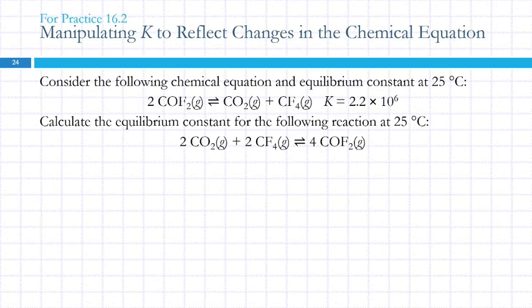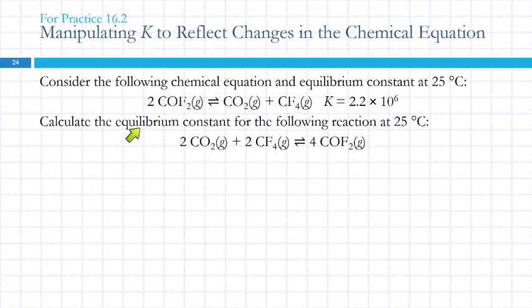Consider the following chemical equation, with an equilibrium constant at 25 degrees Celsius. Why are they telling us the temperature? Do we need to use the temperature? We don't need to use the temperature in the calculation. It's just like with the rate law. This constant will change with temperature. So they're just being thorough and saying this is the equilibrium constant at 25 degrees, and I'm asking about this thing also at 25. That's all we need to know.